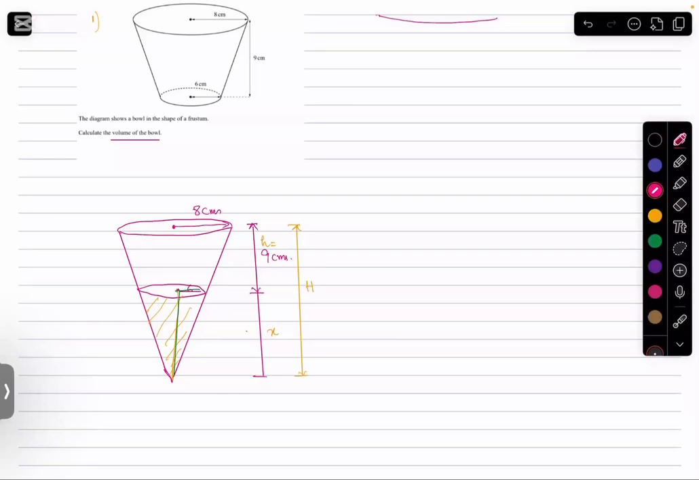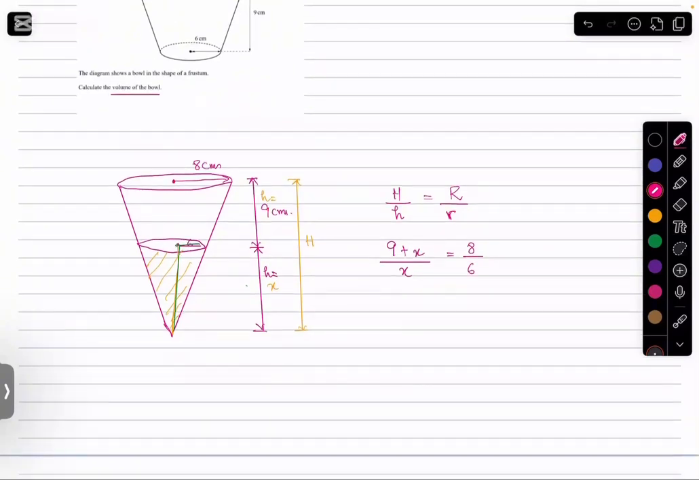So if I compare their heights and radii, what will I be getting? I will be getting H over small h, right? Small h is this height from this till this, which I have written as x. And this is equal to the radius of the bigger cone divided by the radius of the smaller cone, which has been removed to have the frustum with us. What is capital H? Capital H is 9 plus x. What is the small h? That is x. What is capital R? That's an 8. And what is small r? That's a 6. So in this way, I can very easily get the x value.